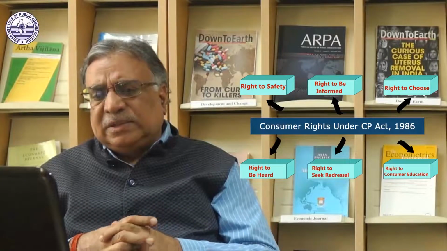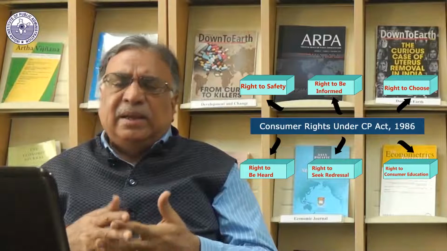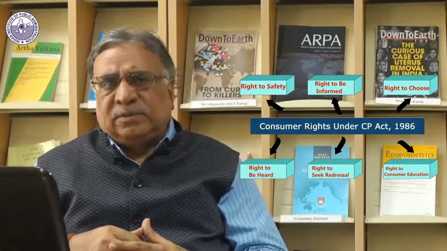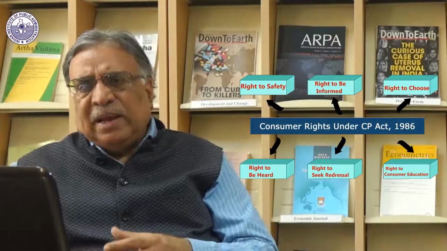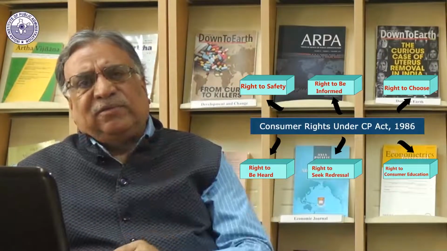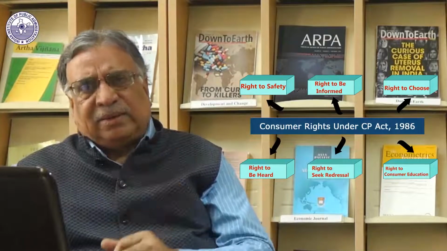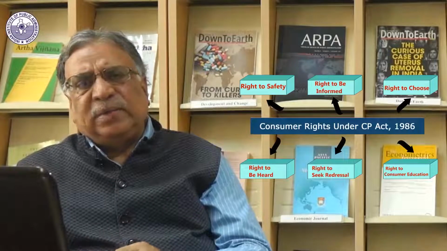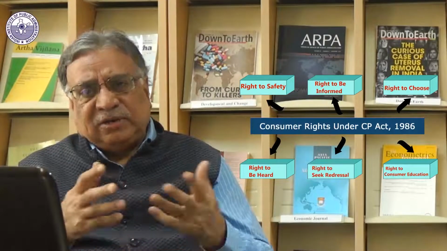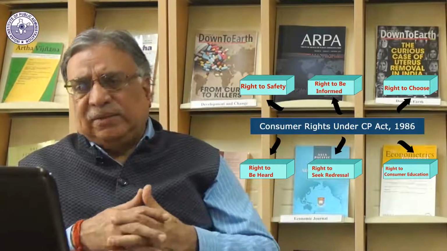Now, if you look at the 6 rights, you have the right to safety, right to be informed, right to choose, right to be heard, right to seek redressal, and right to consumer education. These are the 6 rights that the Consumer Protection Act has given. And if you look at the rights, the right to safety is fundamental, which essentially ensures that you get quality standard products in the market. It's your right to get a product which is safe. Hazardous products are not to be brought into the market, and so that's the first one.